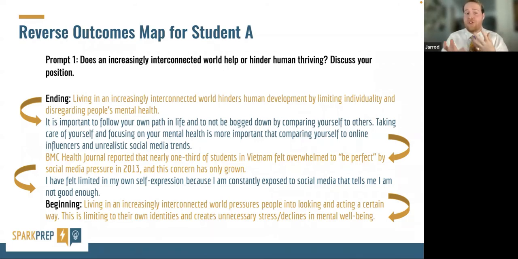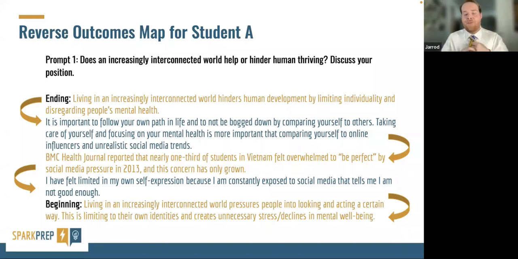So here for student A, again, the prompt is there to remind you, and they have decided that the most important thing that they want to say at the ending of their essay is, living in an increasingly interconnected world hinders human development by limiting individuality and disregarding people's mental health. That's important for them to convey in their essay.